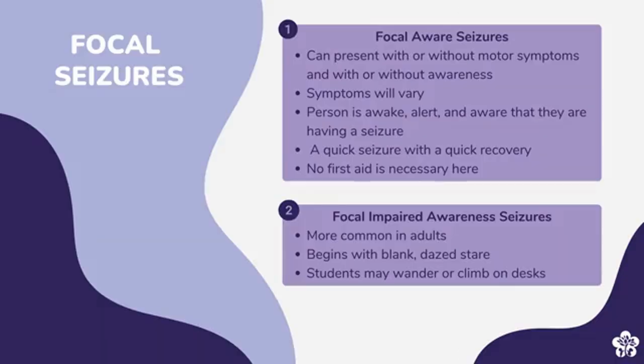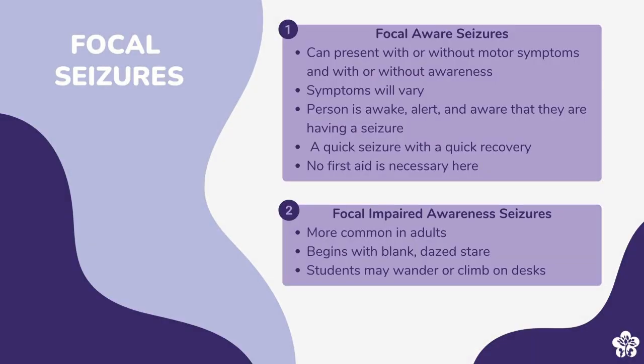Focal seizures, which used to be referred to as partial, can present with or without motor symptoms and with or without awareness. A focal seizure originates in one part of the brain, and depending upon where it originates, the symptoms will vary. In a focal aware seizure, a person is awake, alert, and aware that they are having a seizure. For example, a person may wring their arm but is not able to control that behavior because of the way the motor cortex is controlling the action.